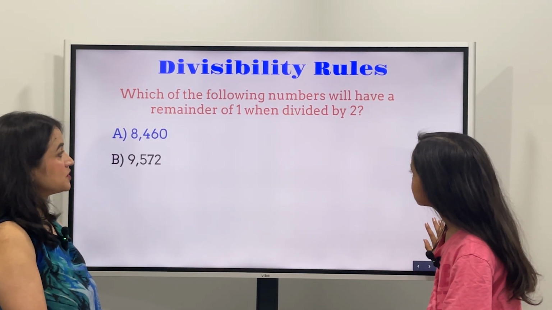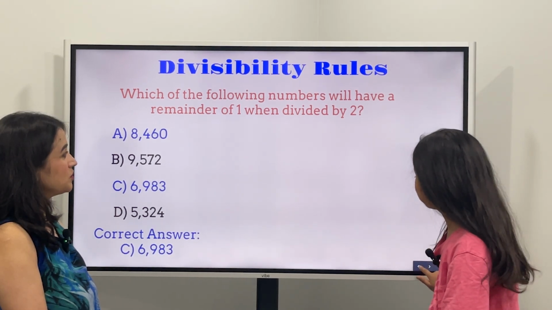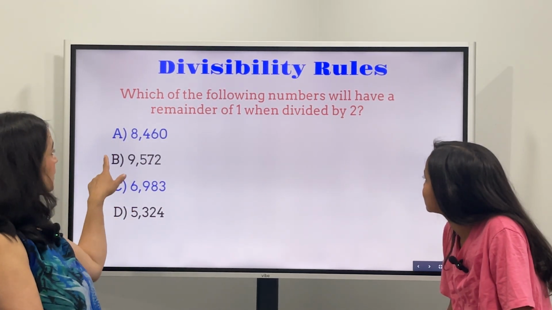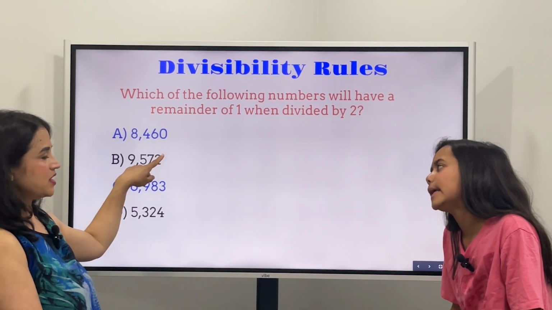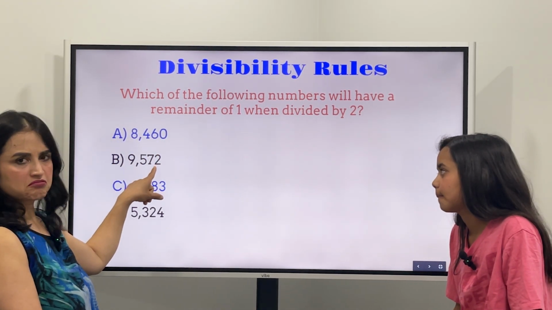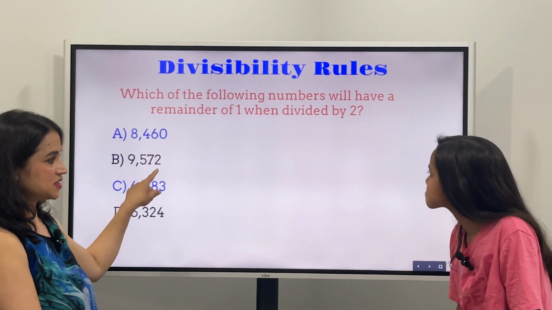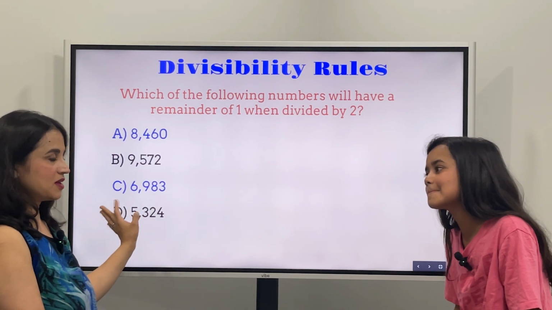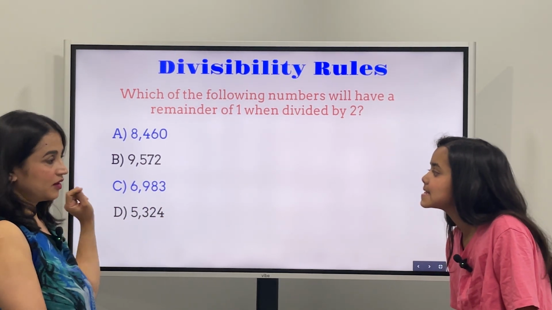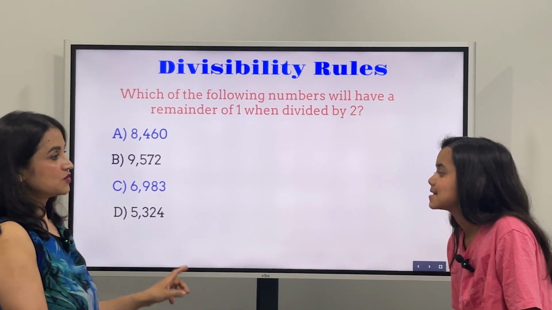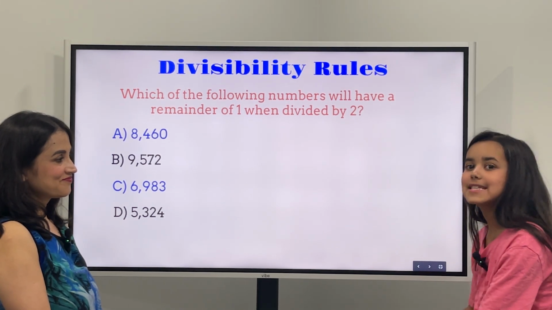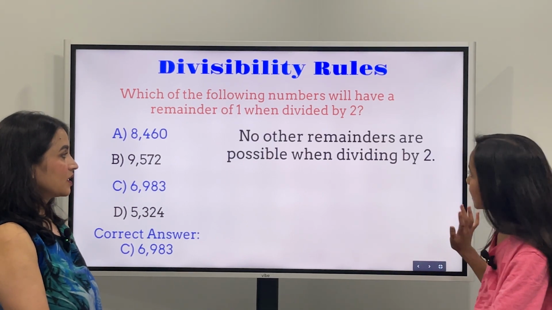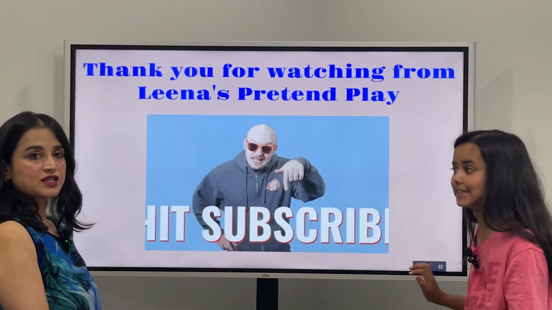Let's see some more. Which of the following numbers will have a remainder of 1 when divided by 2? Now this is tricky. A will not be right because the remainder is 0. B will be 0 again, because this is an even number. And C, maybe, because that's an odd number. And D, 0. So the answer is, Lina? C. There you go.